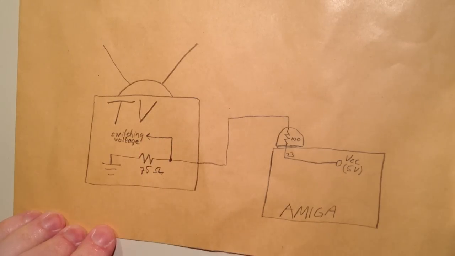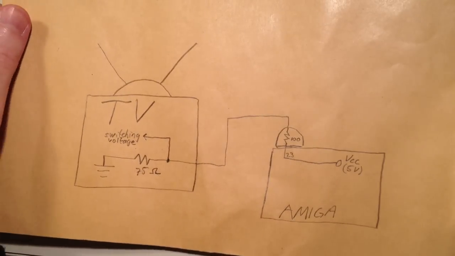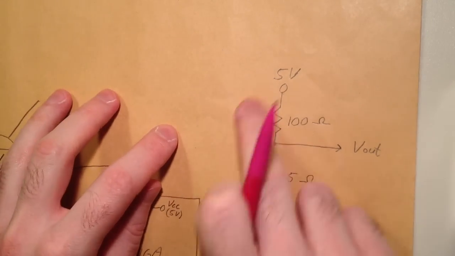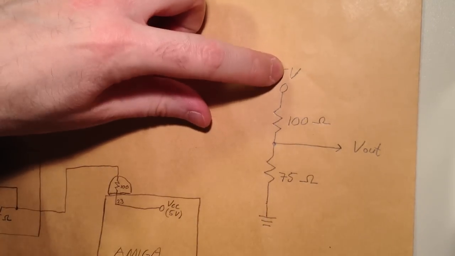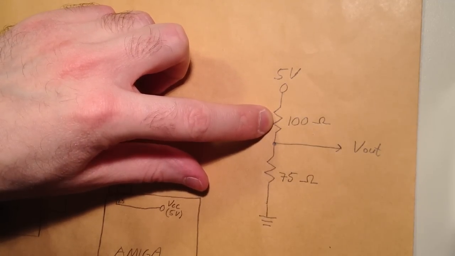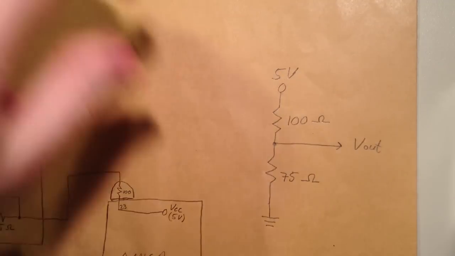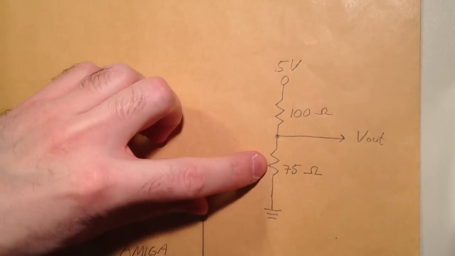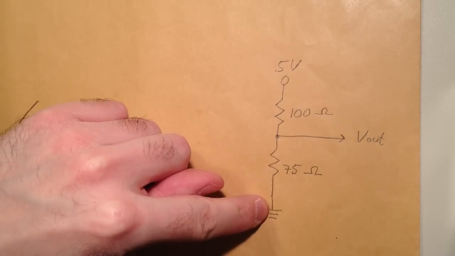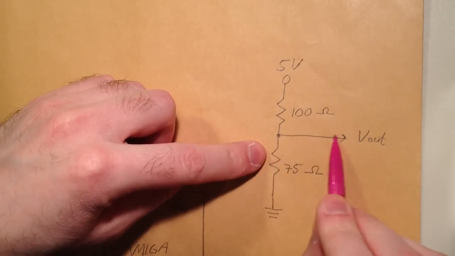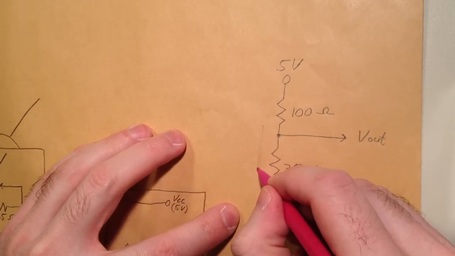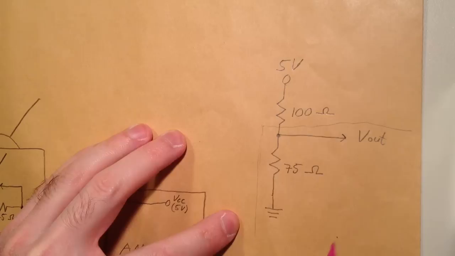So in order to simplify this, we can take a look at this. It's basically like this. This is the same circuit. So we got 5 volts here from inside the Amiga. It's going through 100 ohms inside the cable, and then it's going to the 75 ohms resistor inside the TV down to ground, and the output is taken here inside the TV.